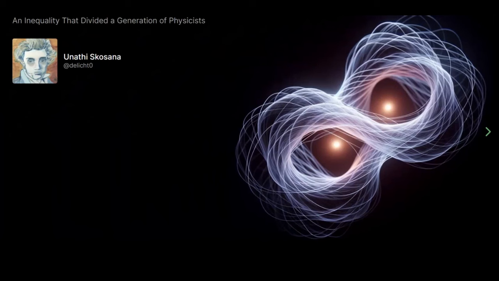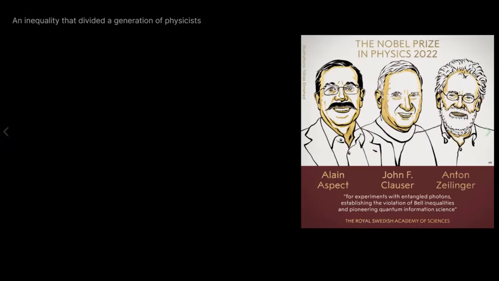As Gerard has said, I'll be here to talk about Bell's theorem, which is kind of like an inequality that divided a generation of physics. It's a significant bit of history that happened quite some time ago. Essentially in 2022, this piece of history was eventually adorned with the famous Nobel Prize. It was awarded to these three guys, Alan Aspect, John Clauser, and Anton Zeilinger. The prize was given for, I quote, experiments with entangled photons establishing the violation of Bell inequalities and pioneering quantum information science.